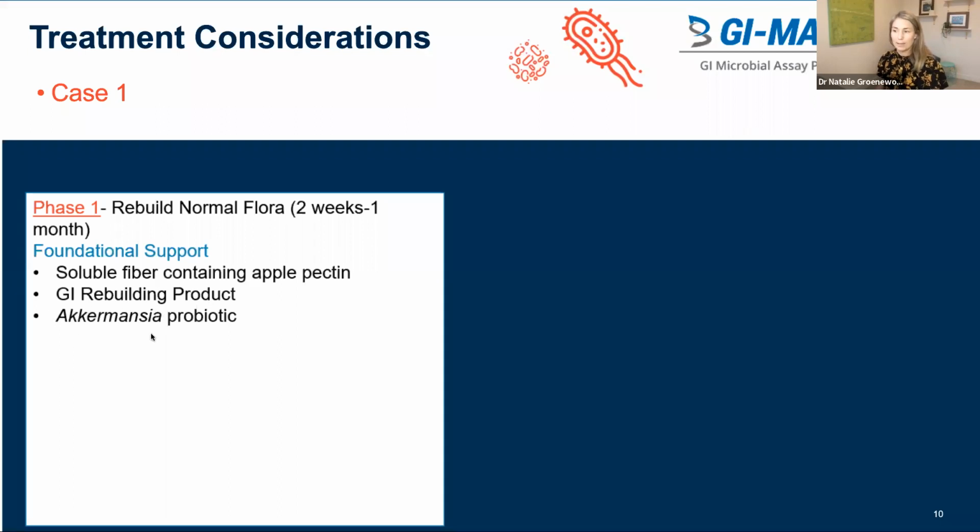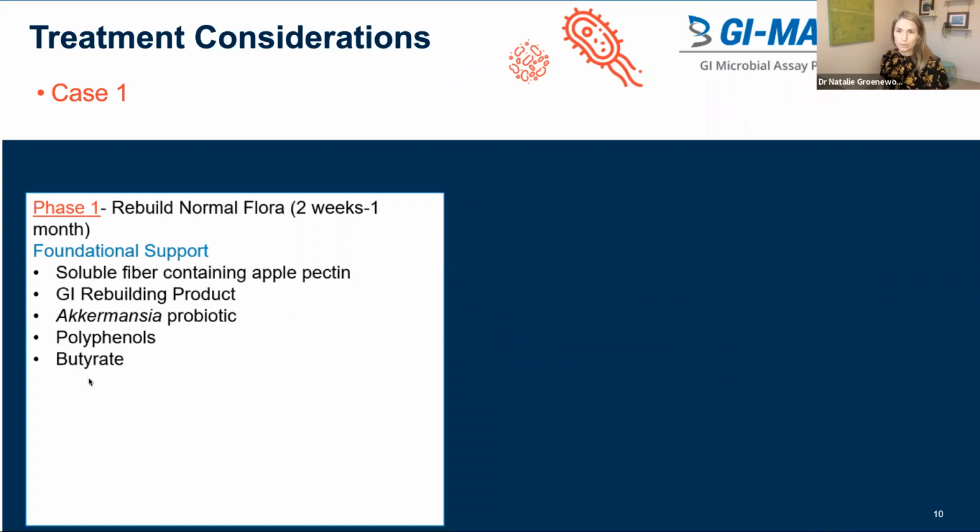Akkermansia probiotic, again, this is just new to market, but if you do look on our tests, Akkermansia, the lowest reference range is 1E1, which is 10 organisms per gram of stool. So you don't have a big population to rebuild. So sometimes I am suggesting, let's try and seed with Akkermansia probiotic while we're supporting that mucin layer so that we can start to get that population back online. Polyphenols, again, really important for that Akkermansia.